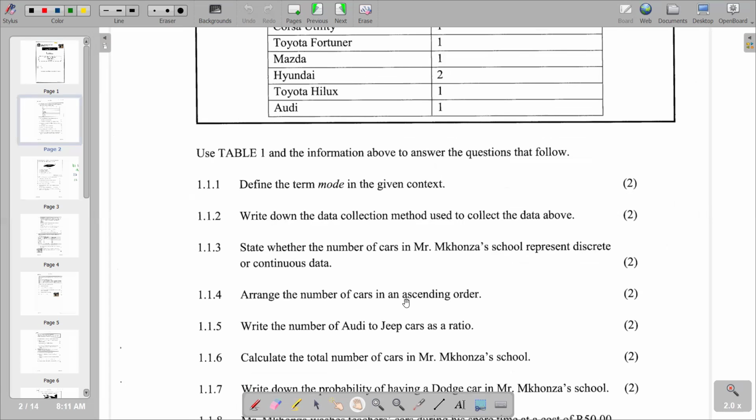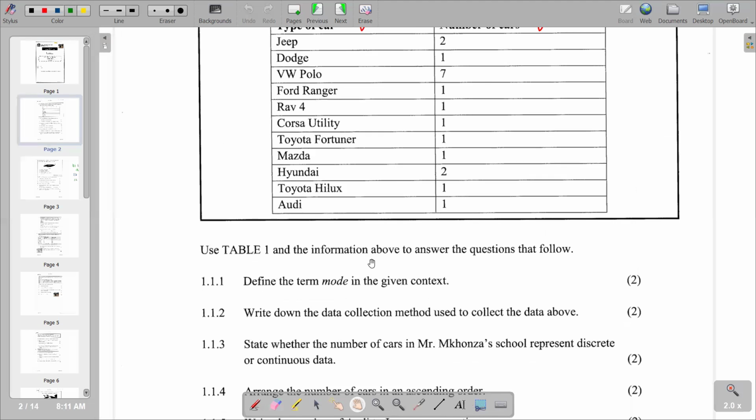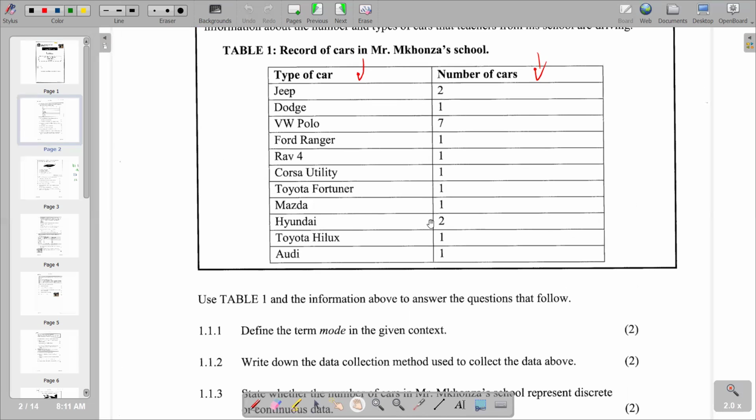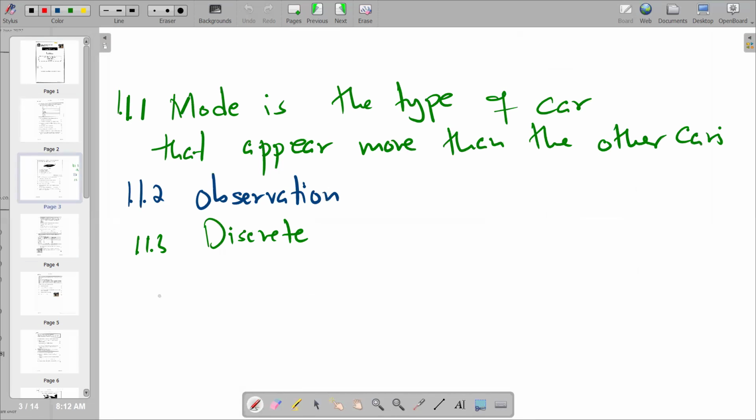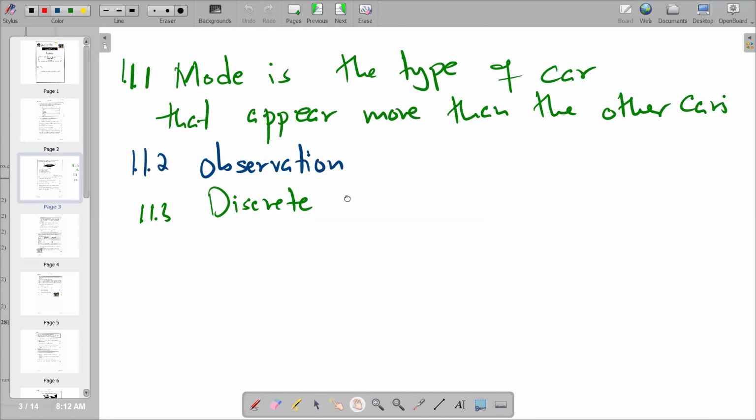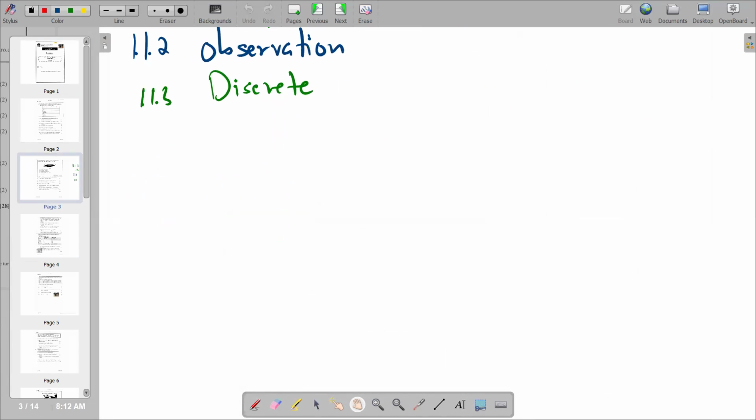Arrange the number of cars in ascending order. Ascending order basically is arranging from the lowest figure to the highest figure. So you'd see that the smallest figure that we have, according to the number of cars, is a 1. So we can try to count how many ones we have. We have 1, 2, 3, 4, 5, 6, 7, and 8. So we have 8 ones. So we are going to arrange them such that we start with the ones, as they are the lowest figure that we have.